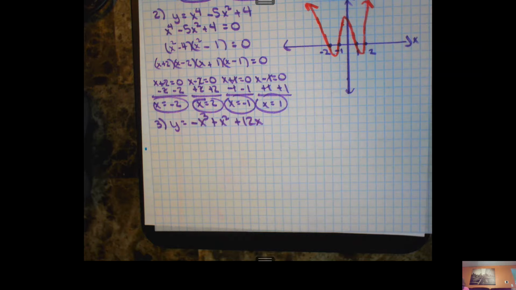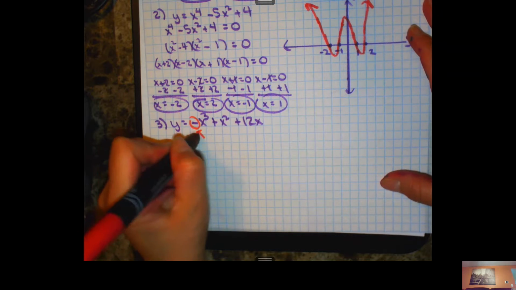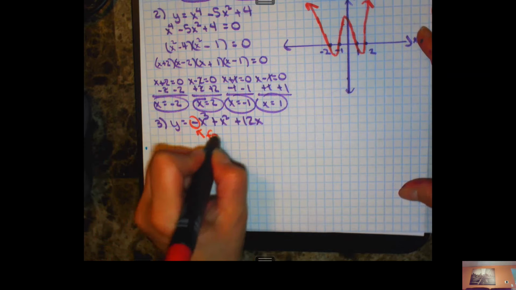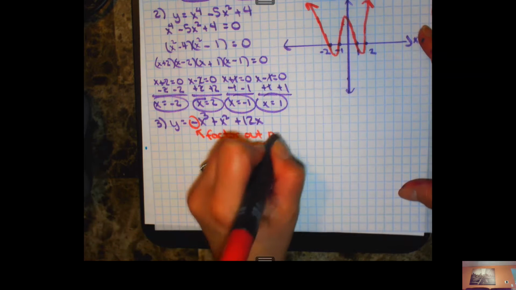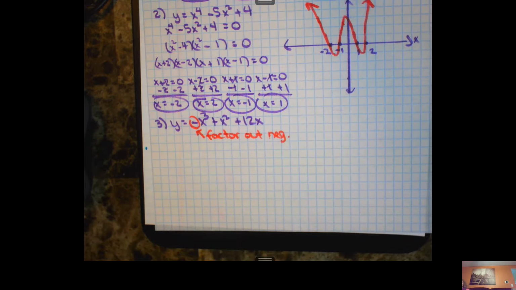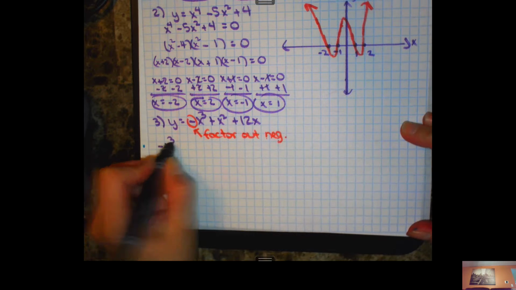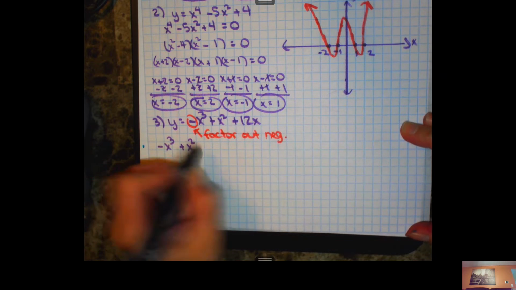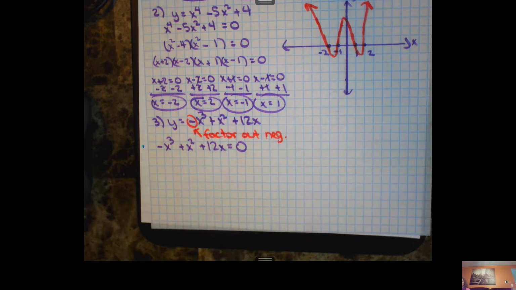I'm going to have you circle something and write, just so you know, when you have a negative in the front, you're going to factor out the negative. So factor out the negative. Then you're going to see what happens to the graph. So first thing we do is set it equal to 0. So we're going to have -x cubed plus x squared plus 12x equals 0. You want to take out the negative if it's in front.